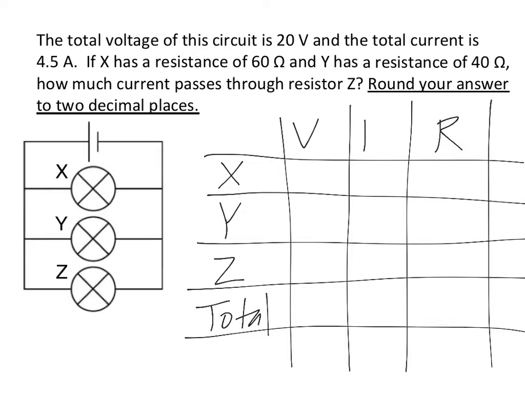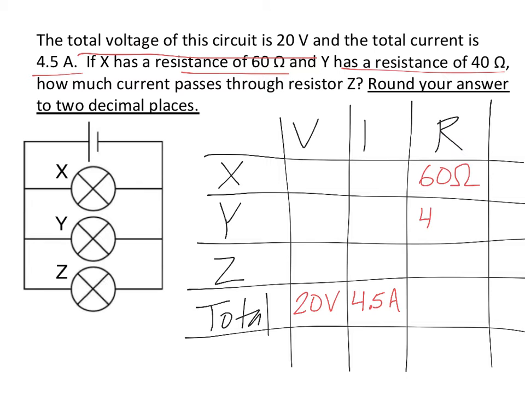All right, so there's my chart. Let's fill in what we know. So the total voltage is 20 volts. So under voltage and total, I'm going to write 20 volts as my total. The total current is 4.5 amps. And then it gives me some information that X has a resistance of 60 ohms and that Y has a resistance of 40 ohms. And my goal: how much current goes through resistor Z. So I'm looking for this, the current I through resistor Z.